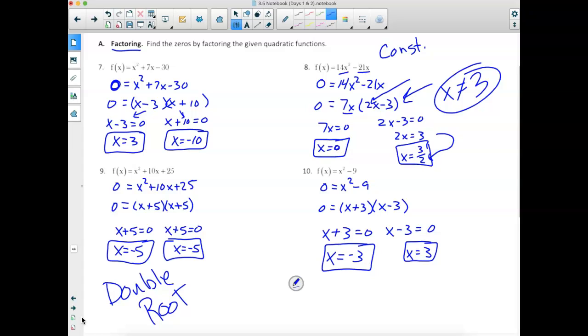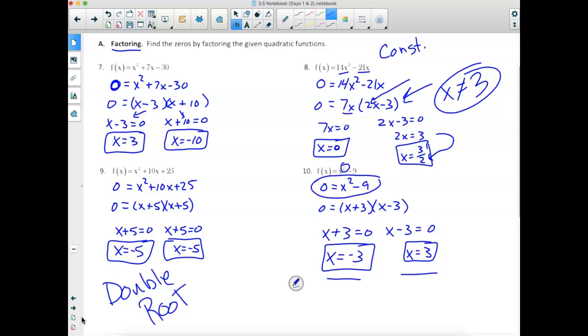Now, number 10. Lots of people are going to say, oh, I wouldn't do it that way. That's fine. You don't have to. But I would always factor these because x squared minus 9 is a difference of squares. It factors x plus 3 times x minus 3. That way I know I get 2 solutions. Okay, it's quadratic. I'm going to get 2 solutions. Count it. 1, 2. One's negative 3, one's positive 3.